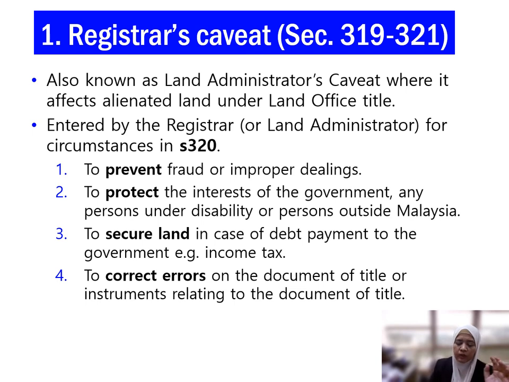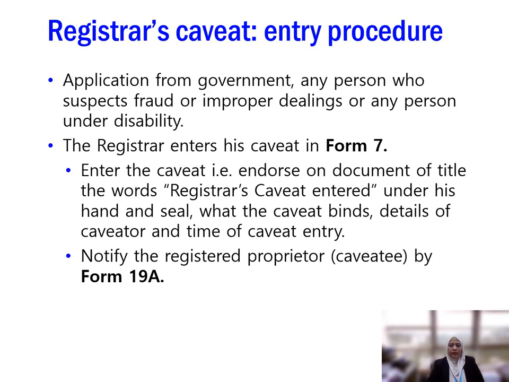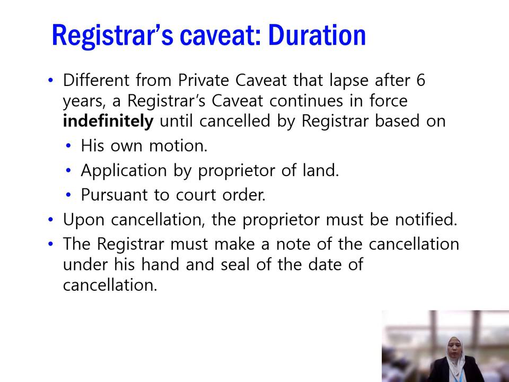In this case, registration done due to fraud, right? Say he forged, he cheated, a conman pretending to be the proprietor. And then using thumbprint, whatever. Now no more, now that it is computerized. But say that's the case. So to correct the situation, the registrar or the land administrator can first enter registrar's caveat and then correct the mistake.